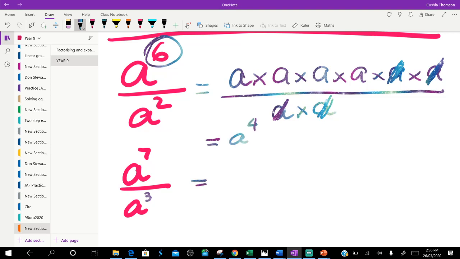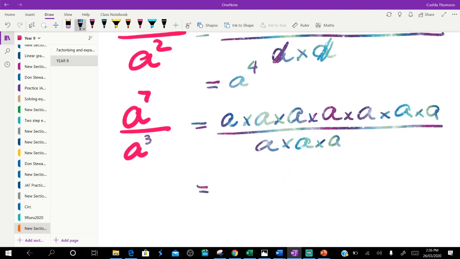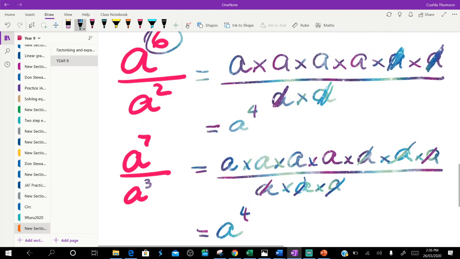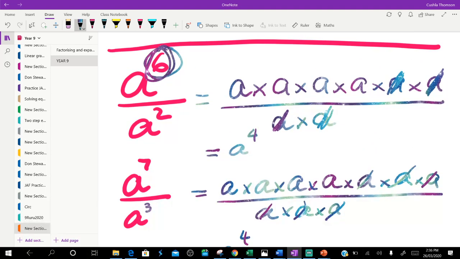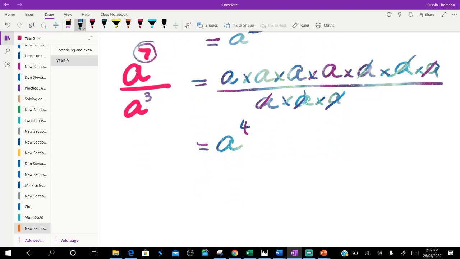With a to the power of 7 over a to the power of 3, it goes like this. A times a times a times a times a, 1, 2, 3, 4, 5, 6, 7, divided by a times a times a. So when I simplify that, these go, and these go, and I'm left with a to the power of 4. So let's look for a pattern. Well, I've got 6 here and 2 here, and we end up with 4 here. Here I've got a to the power of 7 and a to the power of 3, and I end up with a to the power of 4.